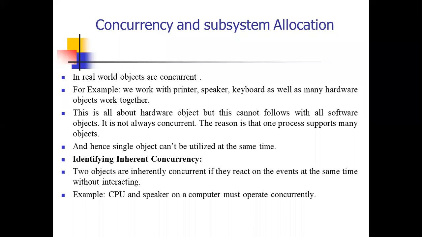Identifying inherent concurrency means two objects are inherently concurrent if they react to events at the same time without interacting. We can say that two objects are inherently concurrent if they react to events at the same time without interacting with one another. Here you can see the example of CPU and speaker. CPU and speaker on a computer must operate concurrently.